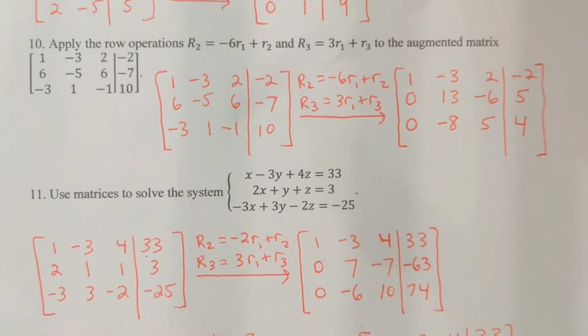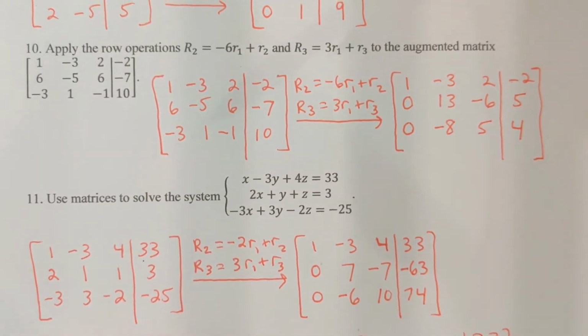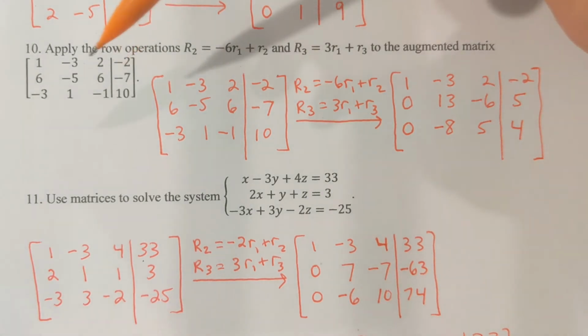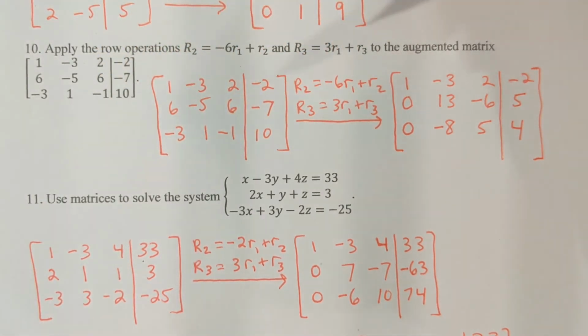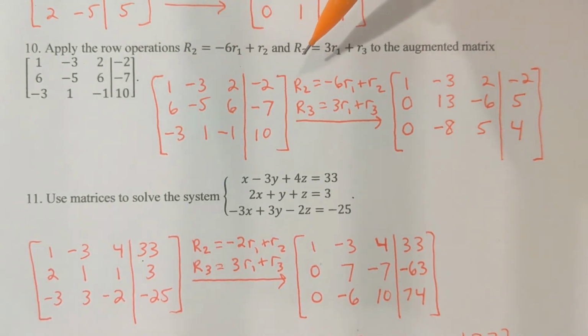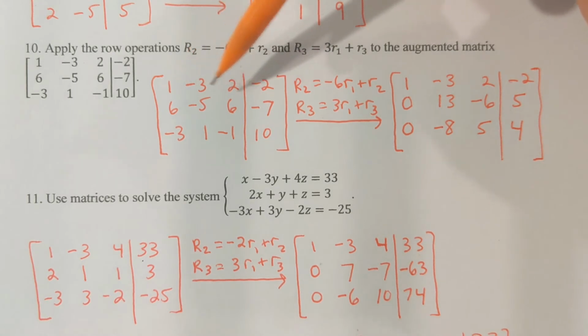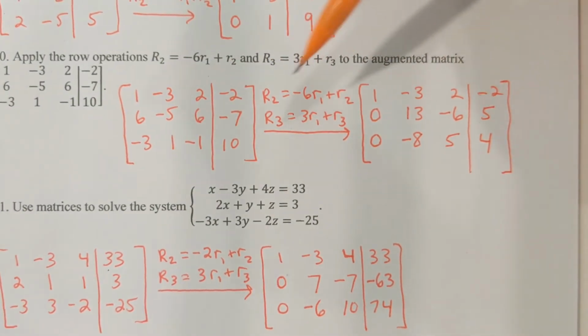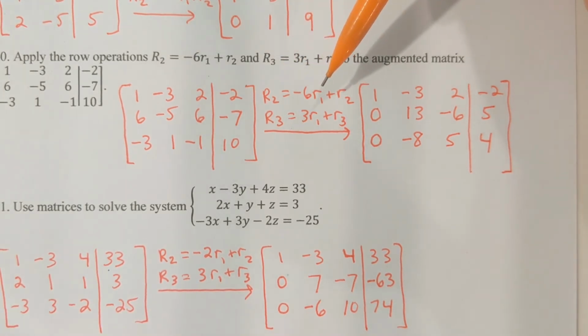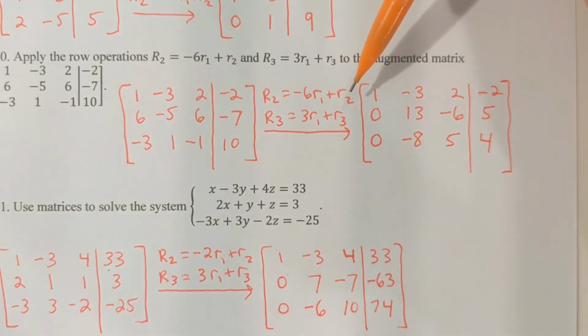Okay, problem 10 is another example. Similar deal, only we've got a 3 by 3 augmented matrix. I've rewritten that, and I'm doing 2 row operations here. I'm going to get a new row 2 and a new row 3. I'm going to leave row 1 as is. I've got that written again. And I'm going to get a new row 2 by taking negative 6 times row 1 plus row 2.